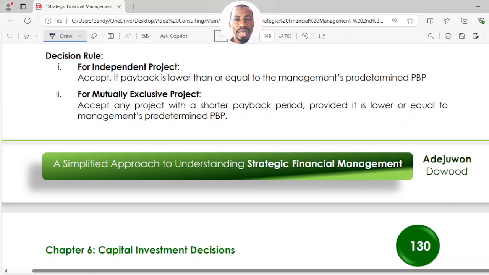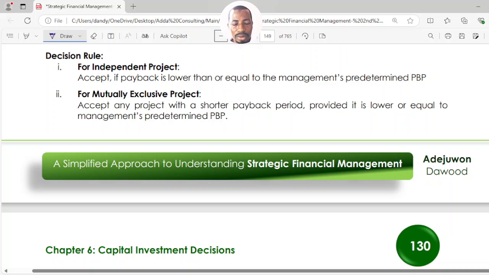However, where there are mutually exclusive projects, you accept any project with a shorter payback period, provided it is lower or equal to the management predetermined payback period. So what that simply means is that for the acceptability of a project using payback period, you are expected to benchmark the calculated payback period with the management intended or targeted or predetermined payback period. So your calculated payback period should be benchmarked against the management intended payback period. So please watch out for that.